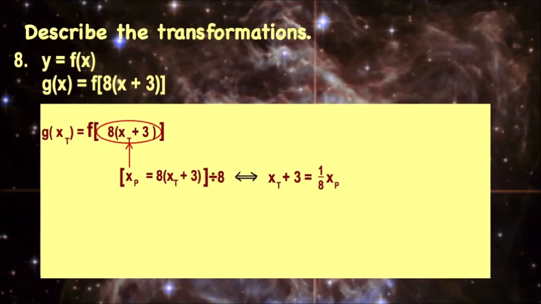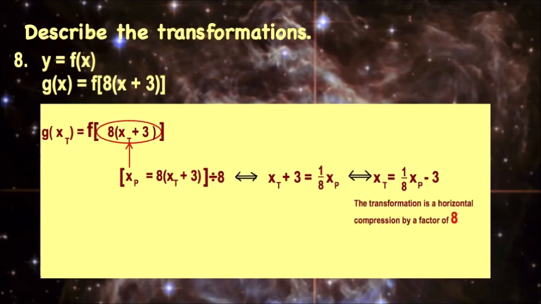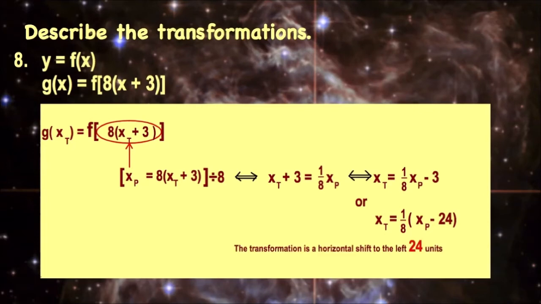Equivalent to x transformation plus 3 equals 1 over 8 x parent, which is equivalent to x transformation equals 1 over 8 x parent minus 3. The transformation is a horizontal compression by a factor of 8, followed by a horizontal shift to the left 3 units. Or x transformation equals 1 over 8 times the quantity x parent minus 24. The transformation is a horizontal shift to the left 24 units, followed by a horizontal compression by a factor of 8.